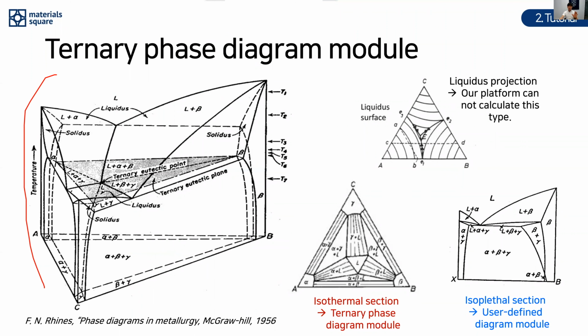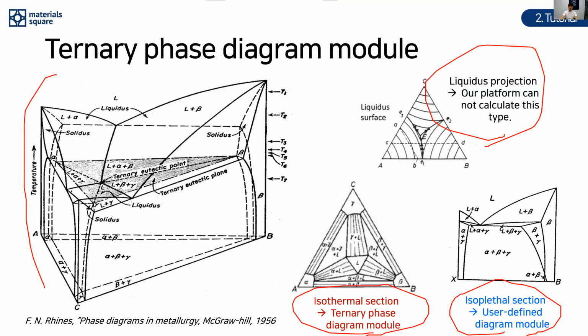According to the viewpoint, the ternary phase diagram can be divided into three types, such as liquidus projection diagram, isothermal section diagram, and isopressor section diagram. Liquidus projection diagram is the diagram to track a liquidus line of ternary phase diagram. Unfortunately, our service cannot calculate liquidus projection phase diagram.